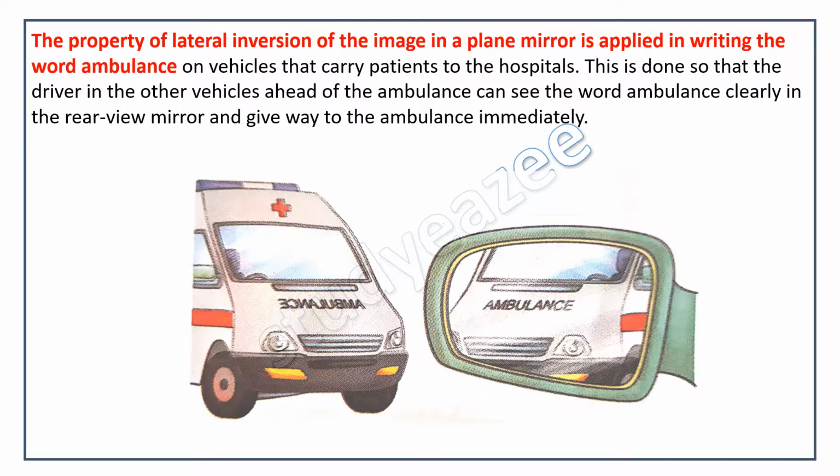The property of lateral inversion of the image in a plane mirror is applied in writing the word ambulance on vehicles that carry patients to hospitals. This is done so that the driver in the other vehicles ahead of the ambulance can see the word ambulance clearly in the rear view mirror and give way to the ambulance immediately. You can see how the word ambulance is written here, and how it will appear in the rear view mirror of the other vehicles.